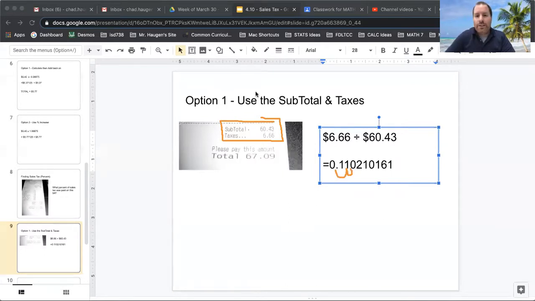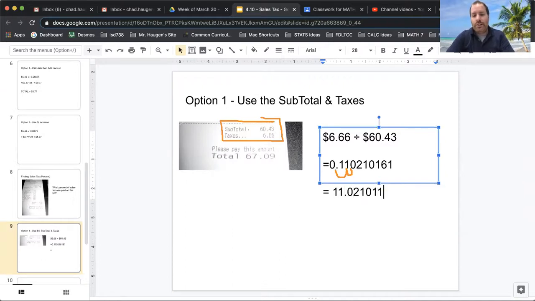So in this case here, I know that what we should have is 11.0210116%. Now, do we have to keep all those extra decimals? Not at all. When you're doing a sales tax percentage, it's usually a good idea to keep about 2 decimal places after that. So really, if I were going to put this one down, I'd put 11.02% because that works out a little bit nicer, right?